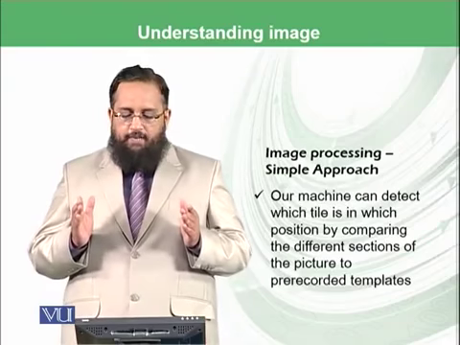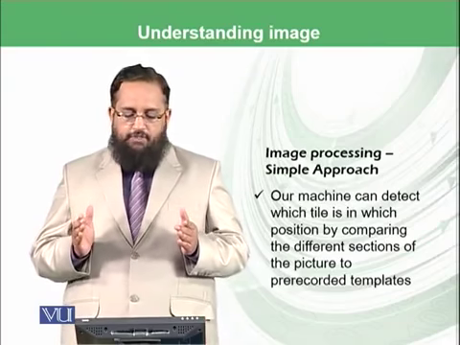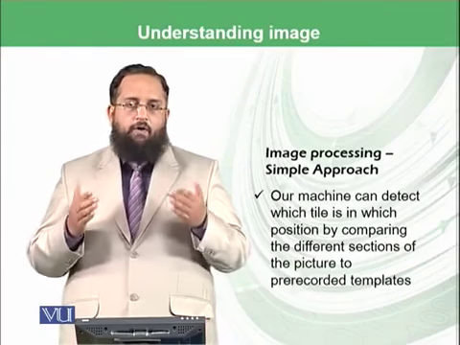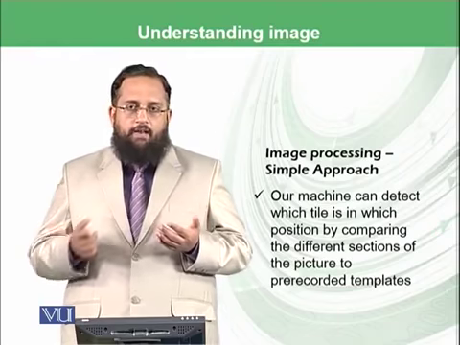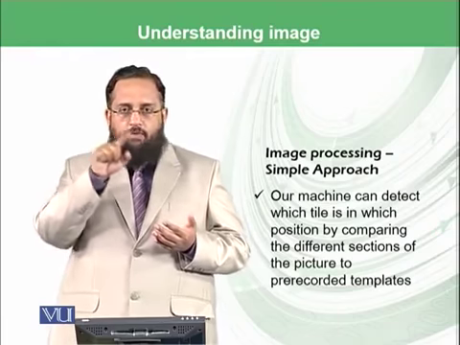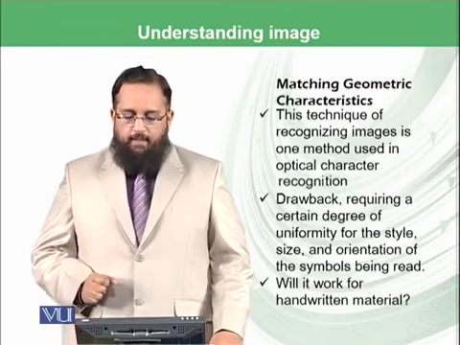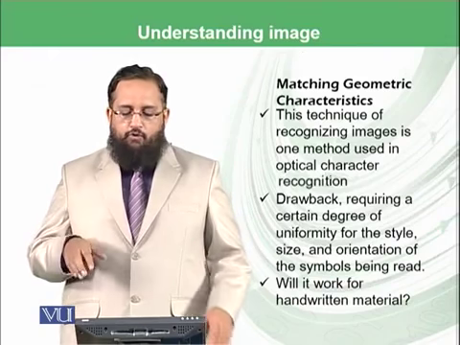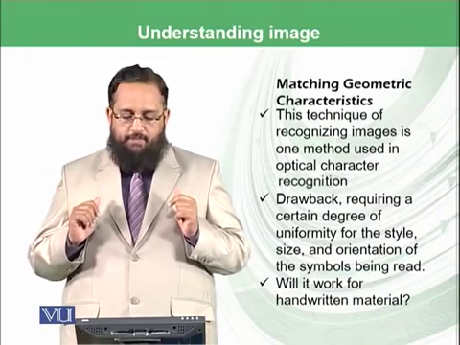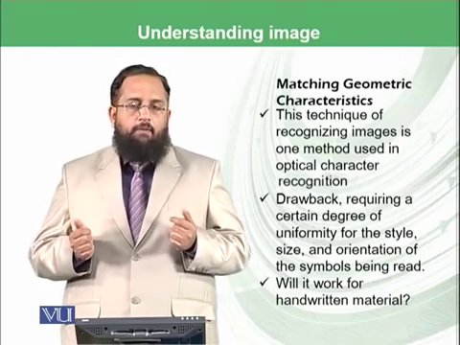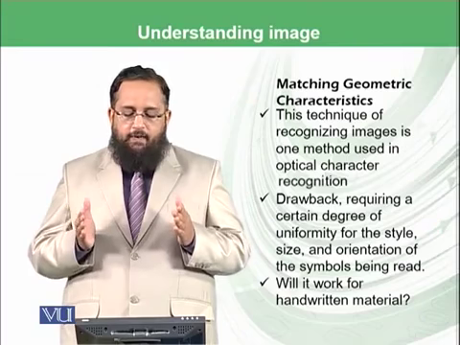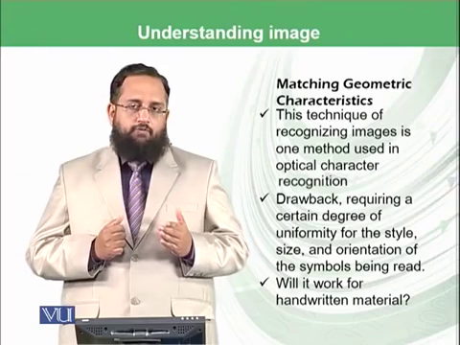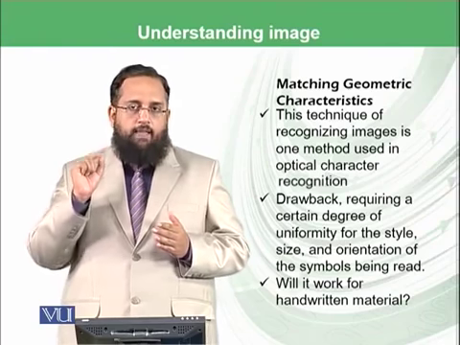So our machine can detect which position a tile is in by comparing the different sections of the picture to pre-recorded templates. We have already recorded that when you want to write 2, it would be written in this particular way. This technique of recognizing images is one method used in optical character recognition. What is the drawback? It requires a certain degree of uniformity in the style, size, and orientation of the symbols being used. So you need to write 1 in the same way.